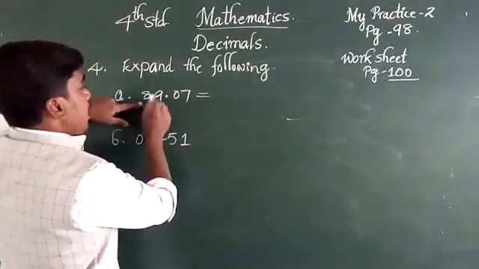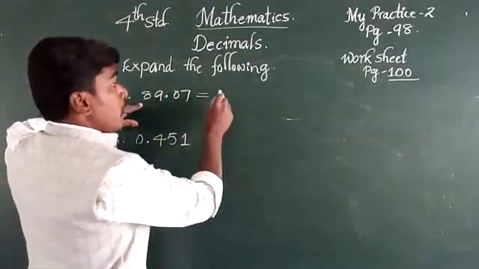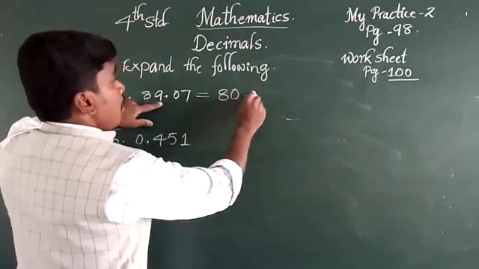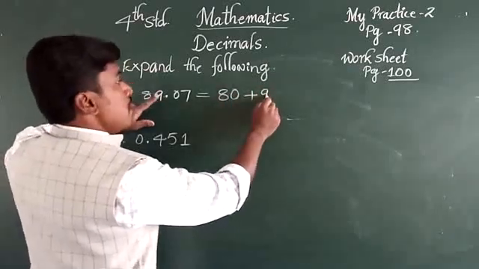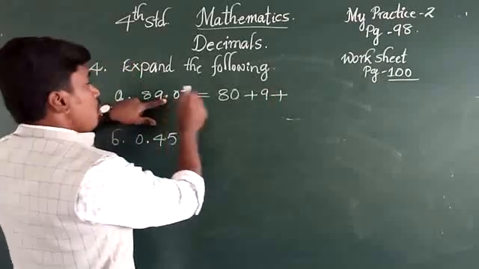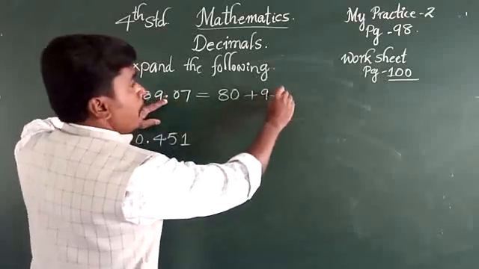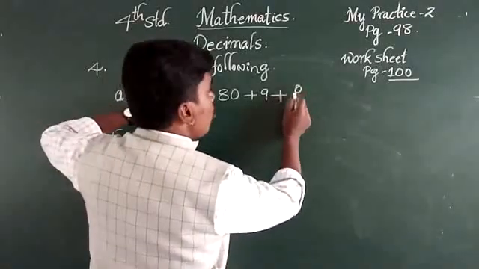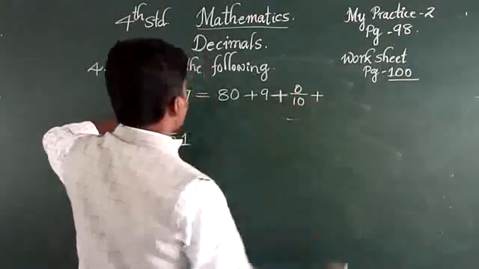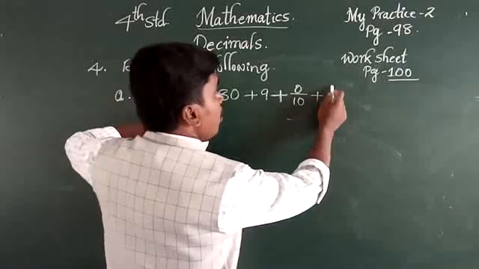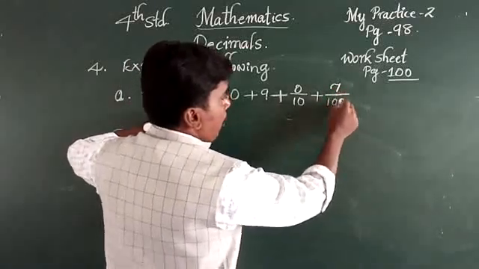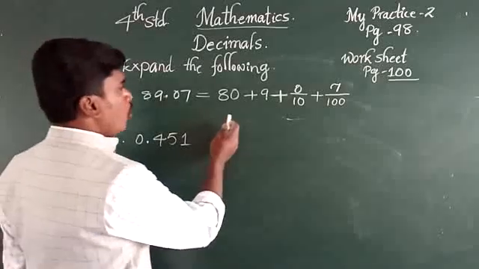So 89, how to write 89? There are 8 tens, that is 80, plus 9 ones, that is 9. Point is also represented by plus. How many tens are there? 0 tens. 0 by 10 plus. How many hundredths are there? There are 7 hundredths. That means 7 by 100. So you can write in one more step also.